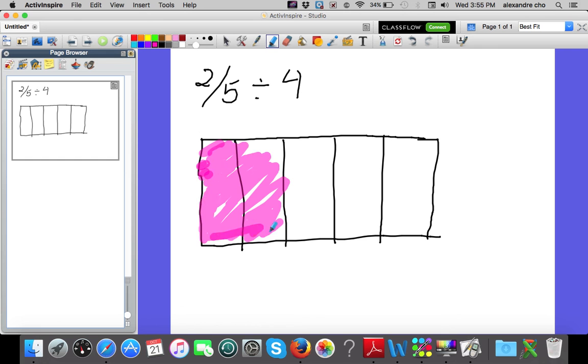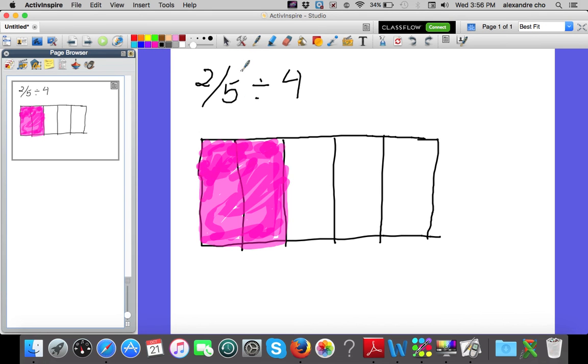So sticking with the same chocolate bar, you have 2/5. Can you tell? I kind of skipped art class. Anyways, 2/5 divided by 4. So you got 2 of these pieces, and 4 friends come over and want to say, hey, can we take those remaining 2 pieces that you have? Yes, they can, but how are we going to split this up evenly among all 4 of them?